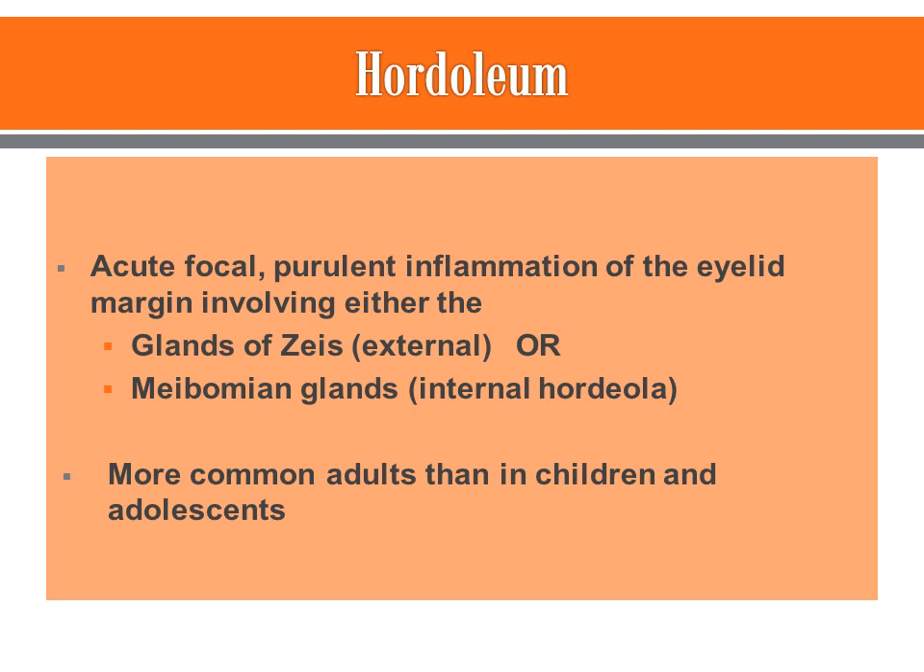Now we move on to a hordeolum, and the hordeolum is really a stye. It's an acute localized swelling of the eyelid that may be external or internal, and it usually is a pyogenic infection or abscess, so it's typically a staphylococcus. Most hordeola are external and result from obstruction and infection of an eyelash follicle and adjacent glands of Zeis, which are the external, or the meibomian glands, which are the internal. It is more common in adults than it is in children and adolescents, and sometimes the patient can get a cellulitis from this.